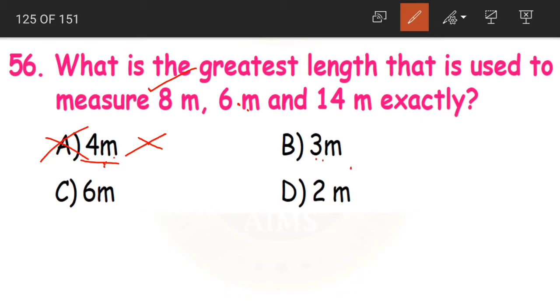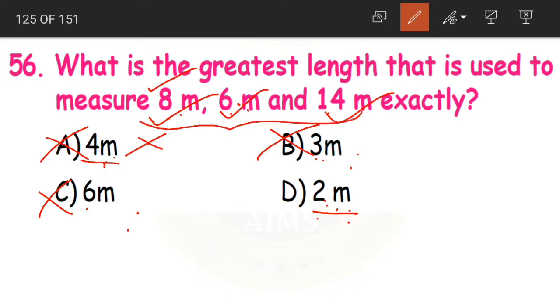Coming to 3, is 3 a factor of 8? No, children. Now coming to 6, is 6 a factor of 8? No. Now lastly we have 2, is 2 a factor of 8? Yes. Is 2 a factor of 6? Yes. Is 2 a factor of 14? Yes. So 2 meters can be used to measure these three: 8 meters, 6 meters and 14 meters exactly.